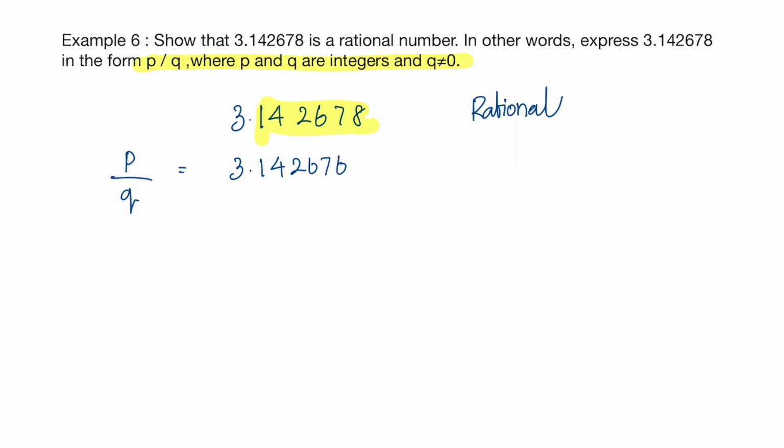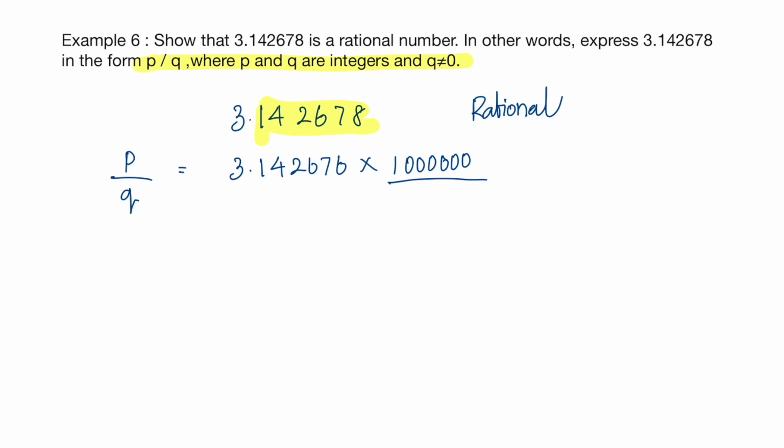3.142676, and you know that to convert it, it has 6 decimal places, so you should multiply it with a number where it is 1 followed by 6 zeros. 1, 2, 3, 4, 5, 6. So these are zeros. Only when you are multiplying with this number, it would get converted into an integer.